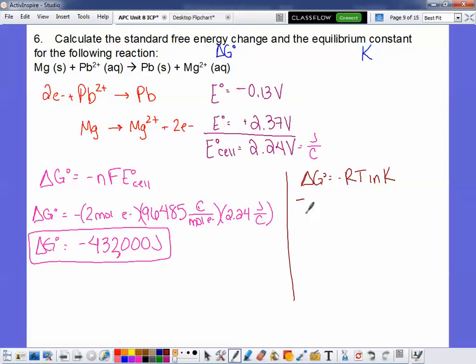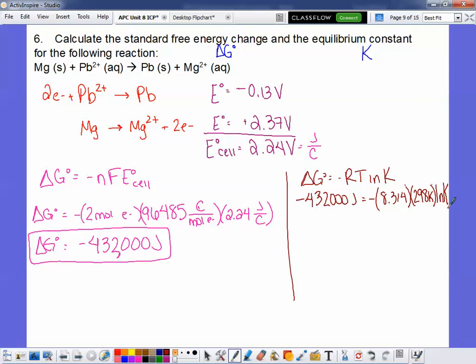And that was a common mistake I saw, a unit mismatch. So negative 432,000 joules equals negative 8.314. What's our temperature, Jonathan? 298 Kelvin. And then ln of K.